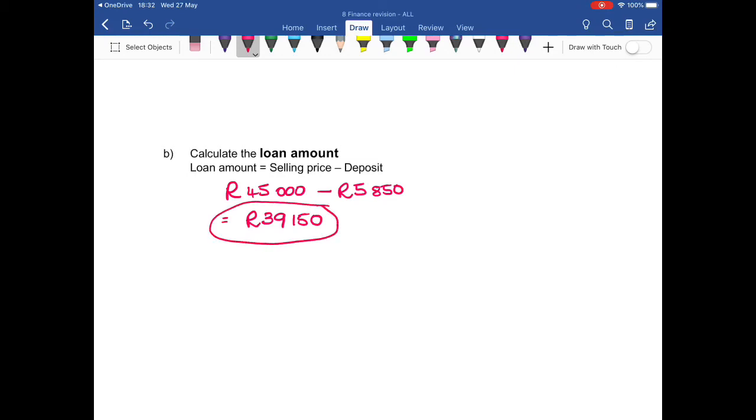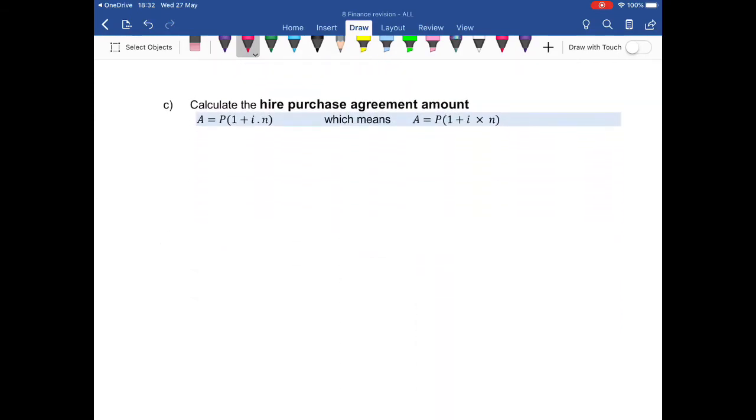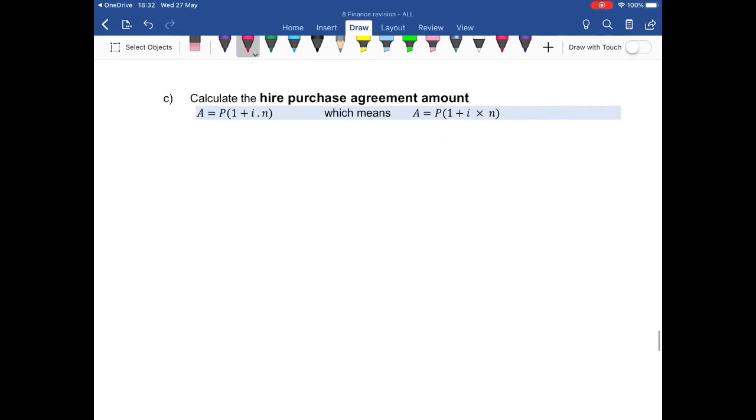Now the shopkeeper is very happy because you are going to pay interest on that and he's going to get rich from you. So let's calculate the hire purchase agreement amount. And remember, the A is the amount after. A, amount after. P is the principal or the loan amount. I is your interest rate, which is a percentage, and N equals the time in years.